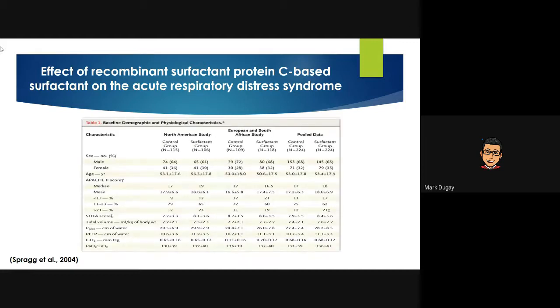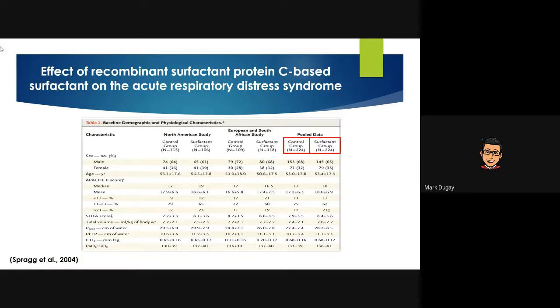Table 1 presents the baseline demographic and physiological characteristics. Patients from North America, Europe, and South Africa were randomly assigned to receive either standard therapy for acute respiratory distress syndrome, or ARDS, as the control group, or standard therapy plus the recombinant surfactant protein C-based surfactant, or the exogenous surfactant, as the experimental group.